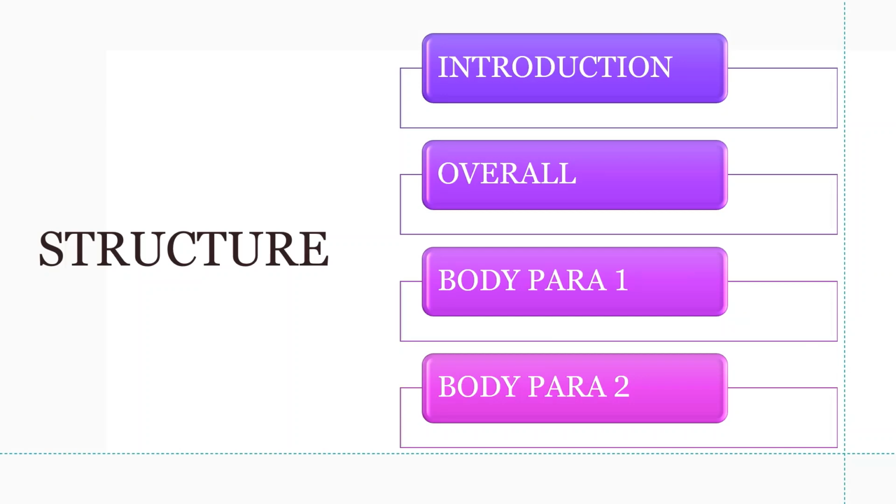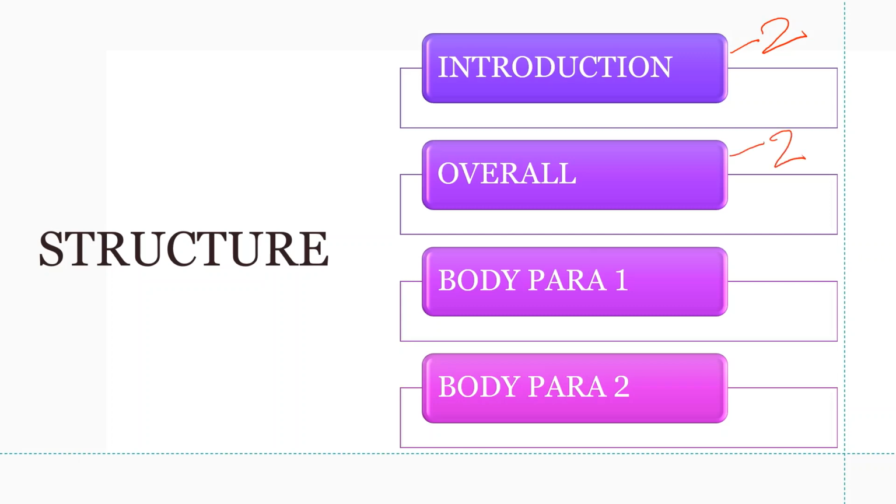So this is the basic structure for your line chart. First you have to write the introduction paragraph. That will be about 2 lines maximum. Then the overall paragraph where you are not going to include any data, the numbers or the percentage vocab like 2/3, half, more than half, 67%, 87%. No data or number should be included in your overall. In your overall, you are just going to put the highest and the lowest. So this again should be 2 lines.